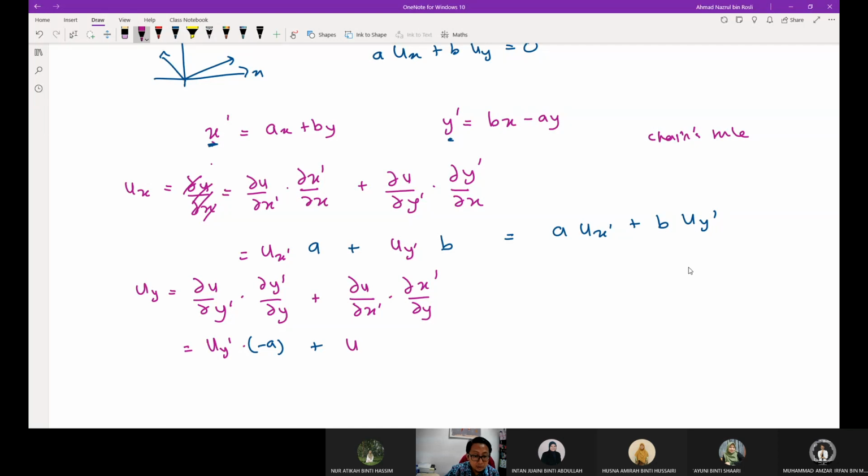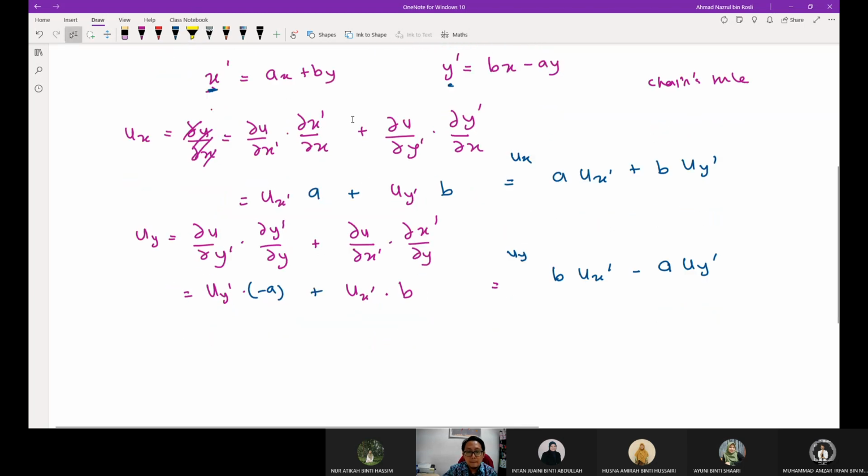times dx prime over dy, and you can get b. So here, you can get the value, maintaining ux at the front, b u x prime minus a u y prime. So this one is for ux and this one is for uy. So we now have the ux value and the uy value. So we can put them into this equation. I will write it anew below.